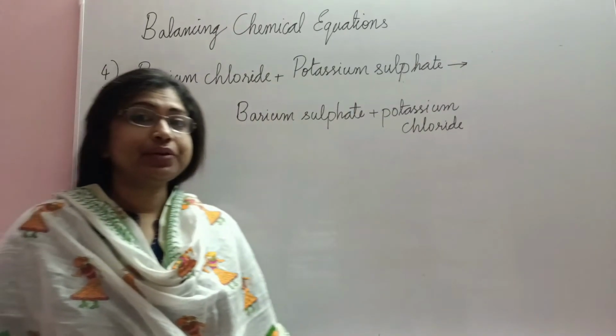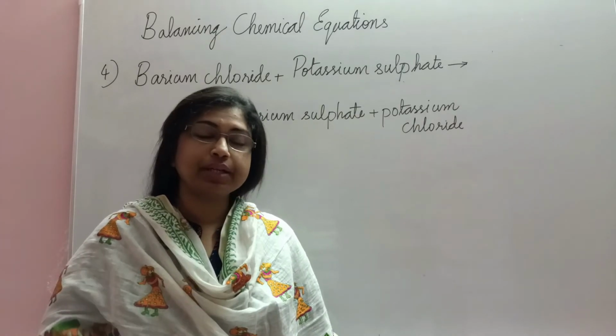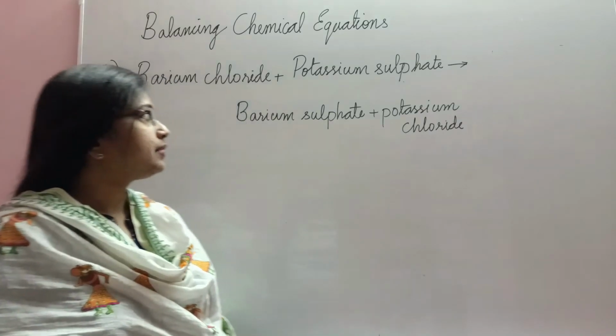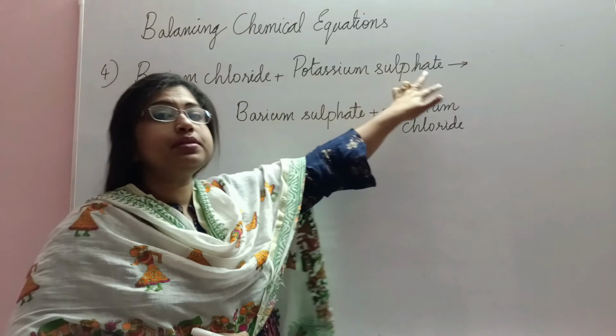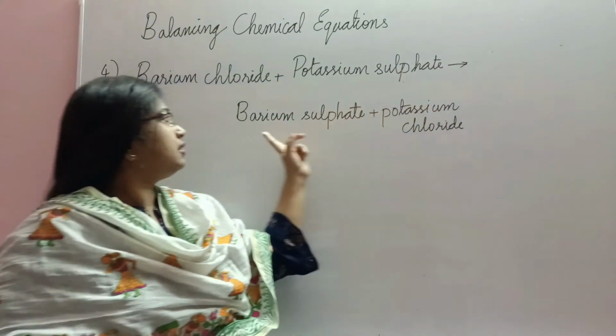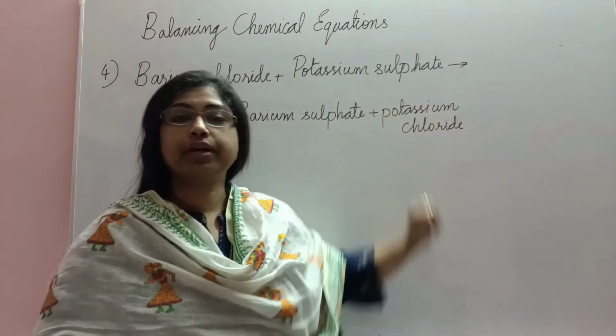Now welcome back children. There is another word equation. You need to translate it into a chemical equation using symbols and formulas. Okay. Barium chloride plus potassium sulfate gives barium sulfate plus potassium chloride.